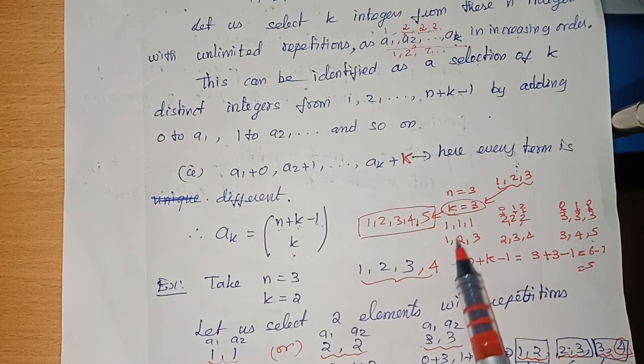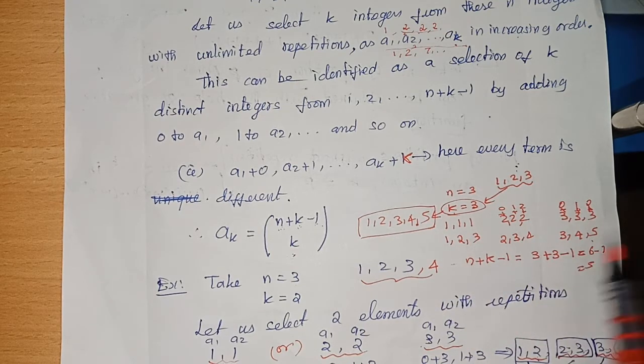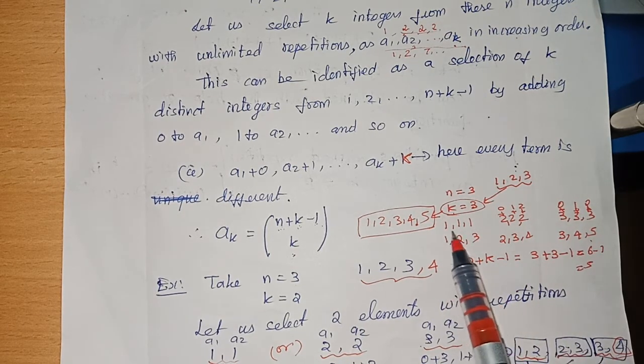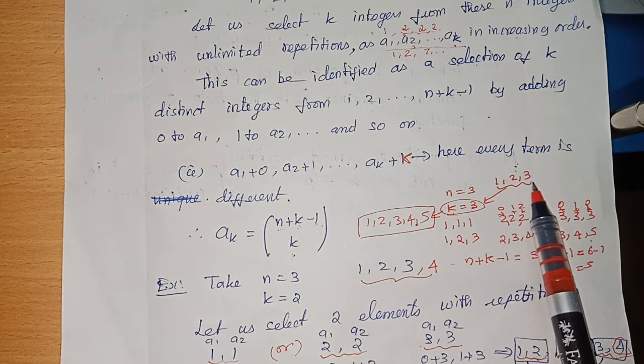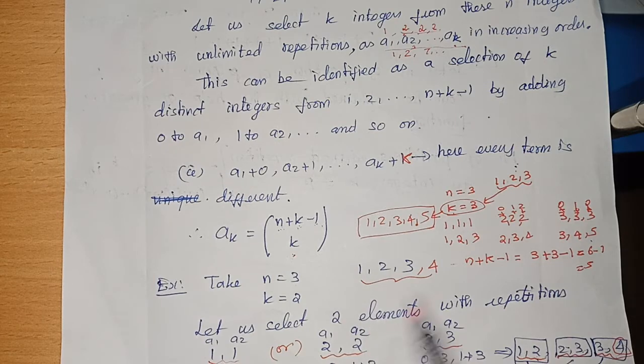But for your understanding, let me take the case where all the 3 elements chosen are the same. It may be 1, 1, 1, 2, 2, 2, 3, 3, 3. So I have selected 3 elements from these objects 1, 2, 3. But there is a repetition. How am I going to convert these repeated objects into distinct objects? I am going to apply the concept.